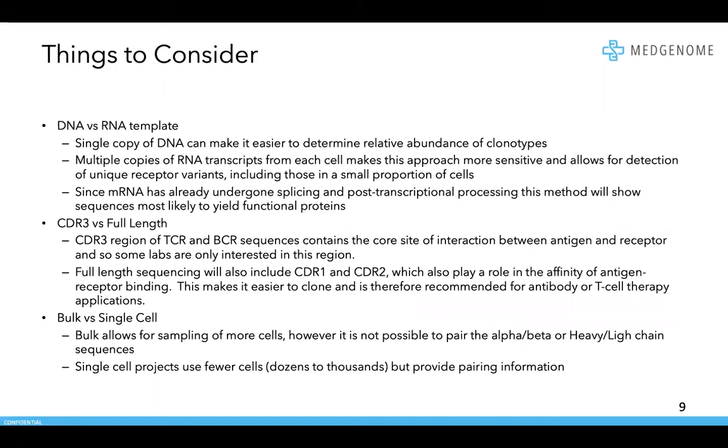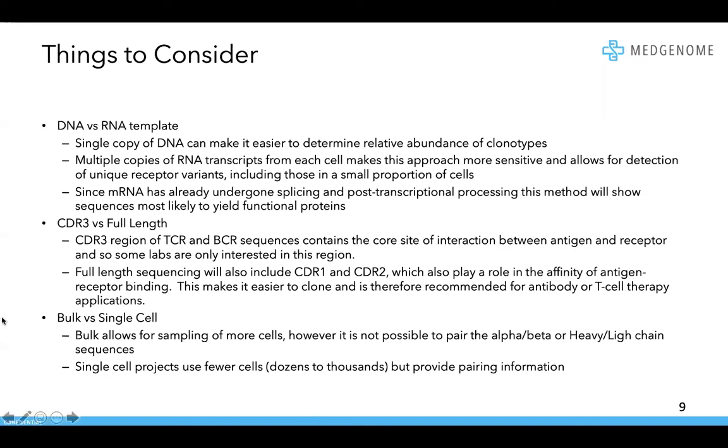So a general rule is if the ultimate intention will be to clone either the TCR or BCR, then if they're going to be doing antibody or T cell therapy applications, full length sequencing will just make everything easier in the end. But a lot of times clients are really only interested in the CDR3 region, in which case the multiplexing method is just fine.